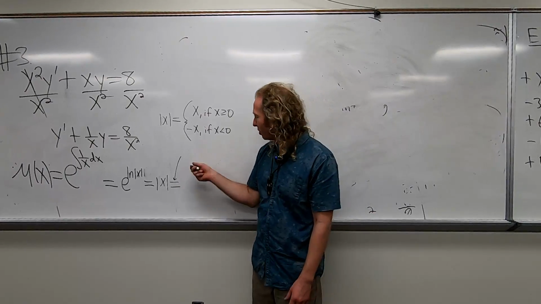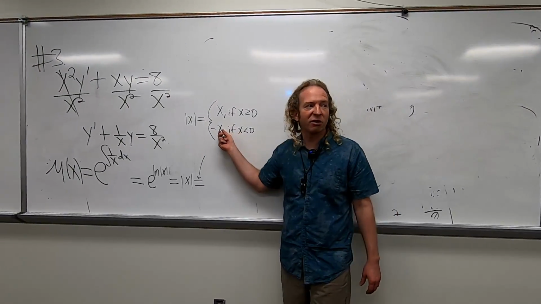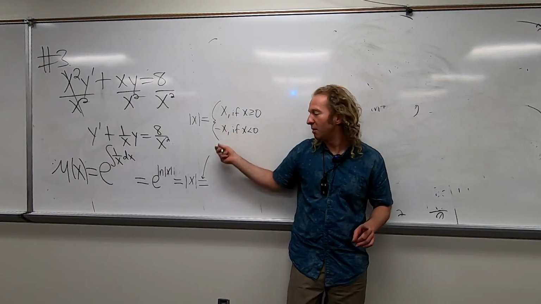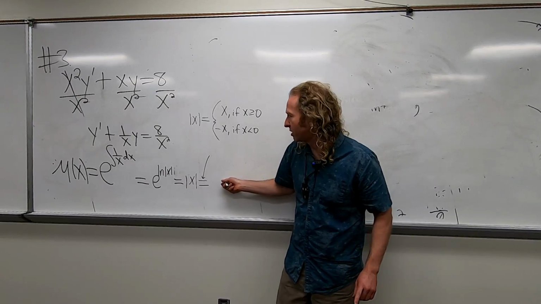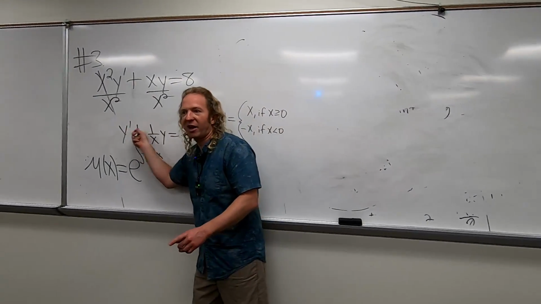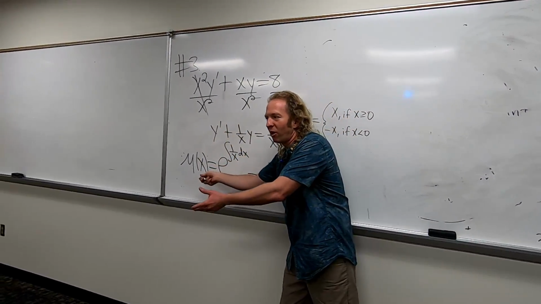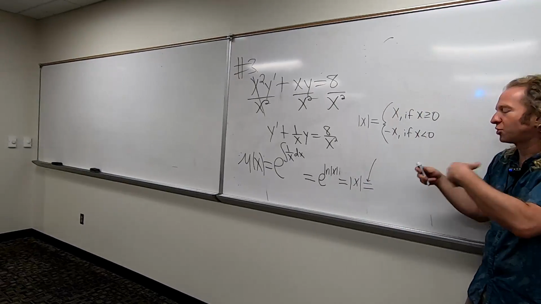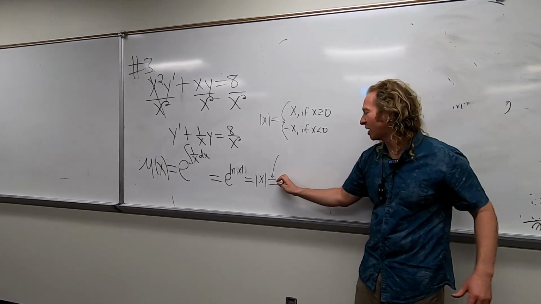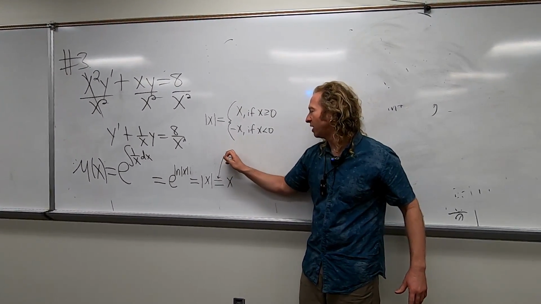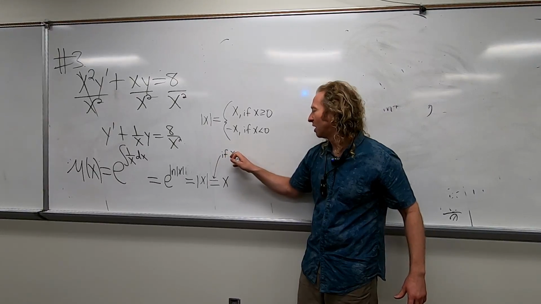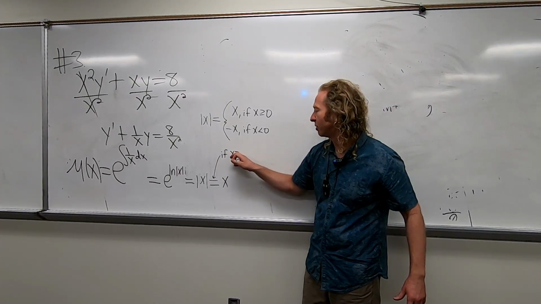So we have to pick which one to use. You could pick the negative one. It will work. If you pick the negative one, you just get negative x, and you multiply the whole thing by negative x, but then you can divide by negative 1, and that becomes x. So let's just always take the positive one. So this is equal to x, but this is true only if x is greater than or equal to 0.